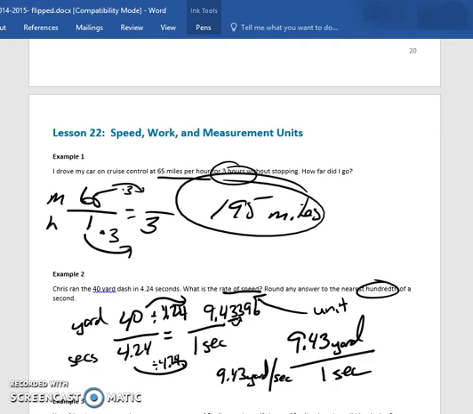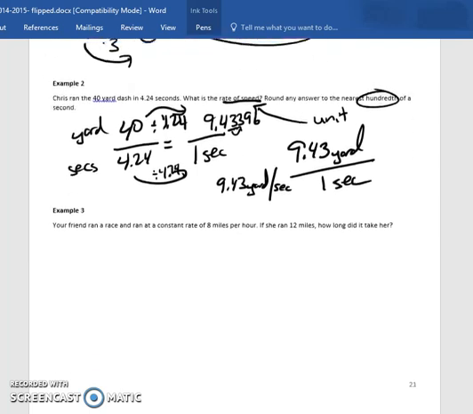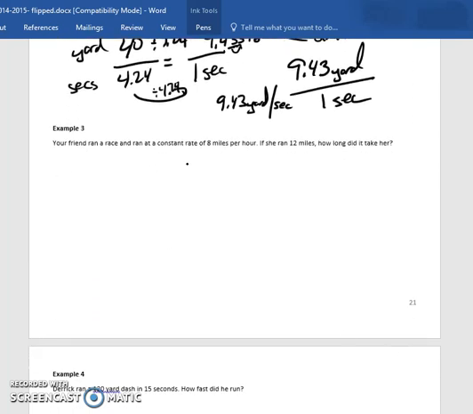That's the part we're kind of watching for. All right, so example number 3 here, you got a friend who ran a race at a constant rate of 8 miles per hour. If she ran 12 miles, how long did it take her there?